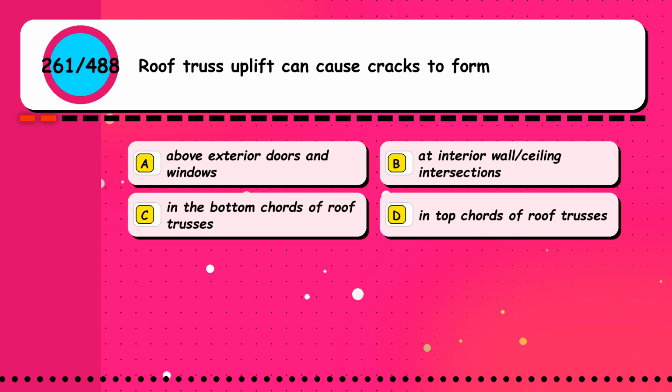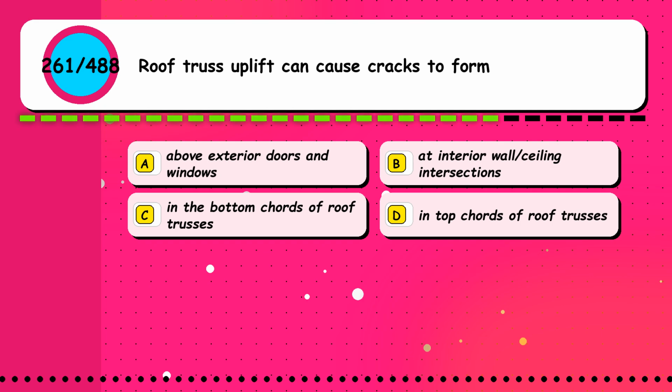Question 261. Roof truss uplift can cause cracks to form: option A, above exterior doors and windows, option B, at interior wall/ceiling intersections, option C, in the bottom chords of roof trusses, option D, in top chords of roof trusses.